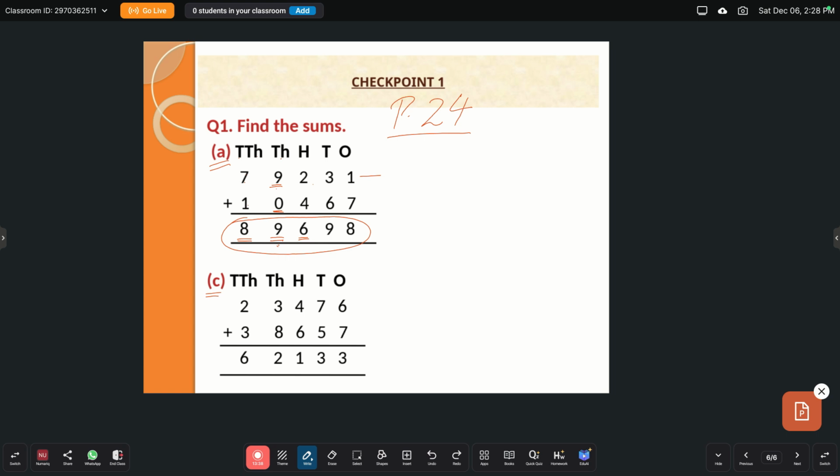Okay, see, beta. Here we have two addends. The first one is 23,476 and our second addend is 38,657. I told you that we have to start addition from the ones column. Okay, beta? What is 6 plus 7? 6 plus 7 is 13. So it is 13, beta.